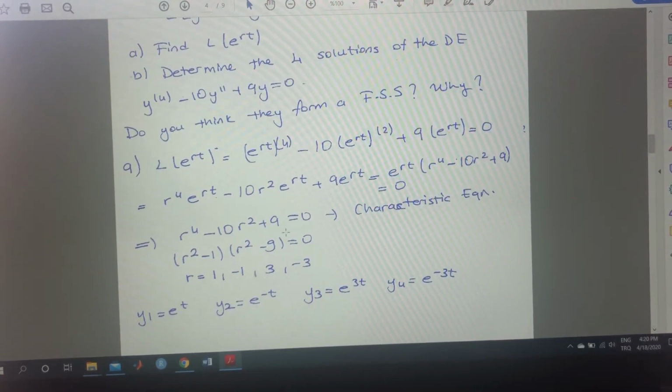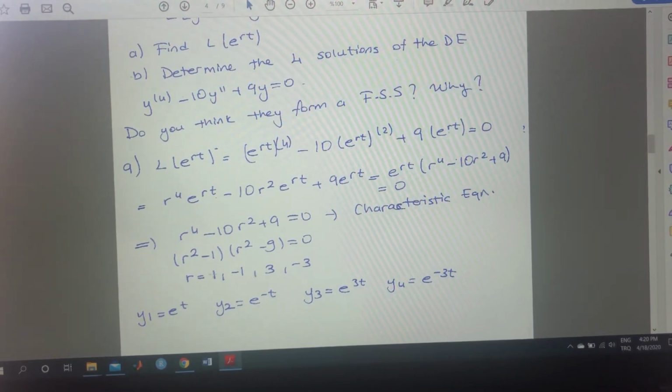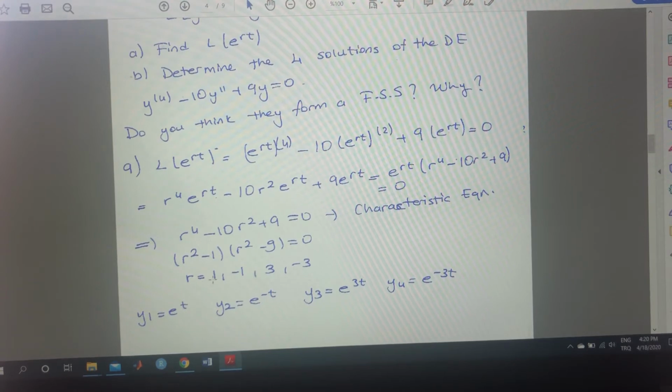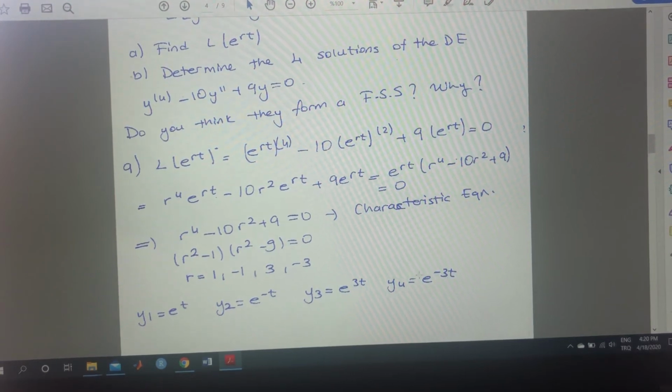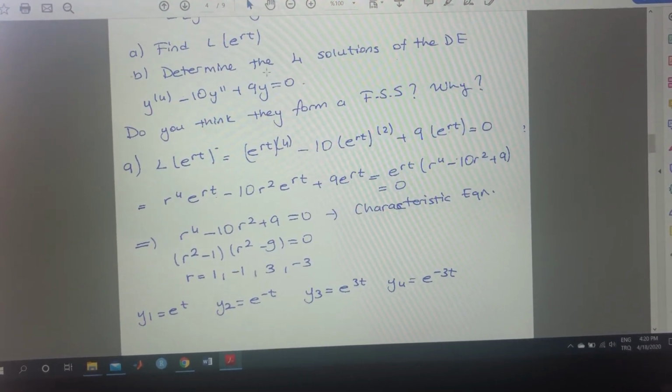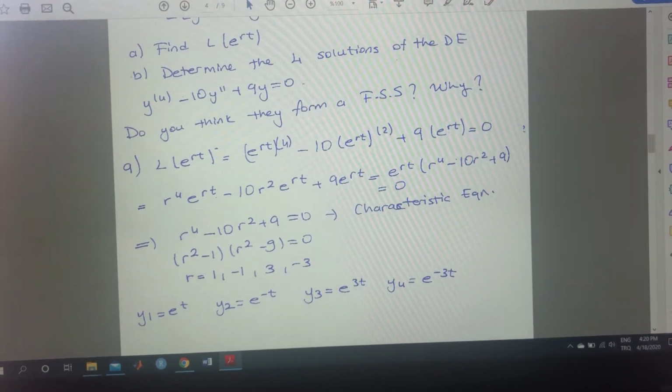This is exactly what we have been doing. And if you factor it, (r^2 - 1)(r^2 - 9), these are the roots, and since e^(rt) is the solution, what you need to do is just plug in 1, -1, 3, and -3 for r, and these are the 4 solutions. And for the B part, it says determine the 4 solutions of the differential equation. We did. These are the 4 solutions.